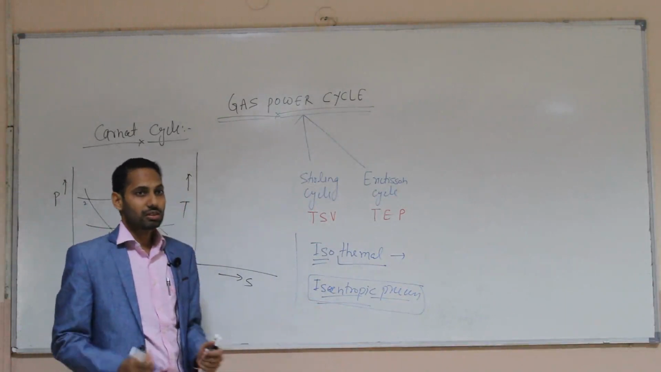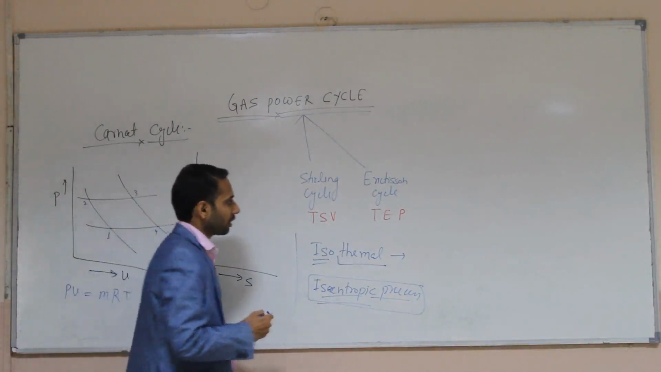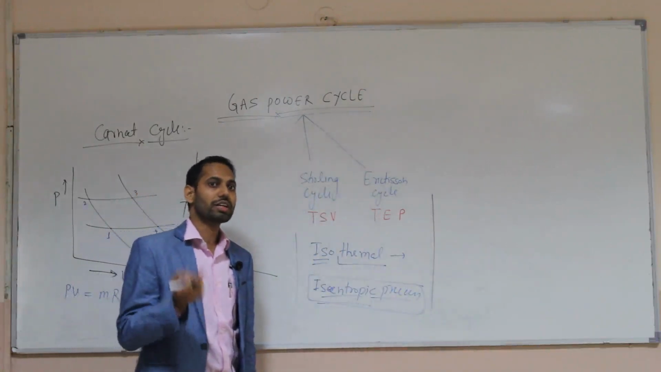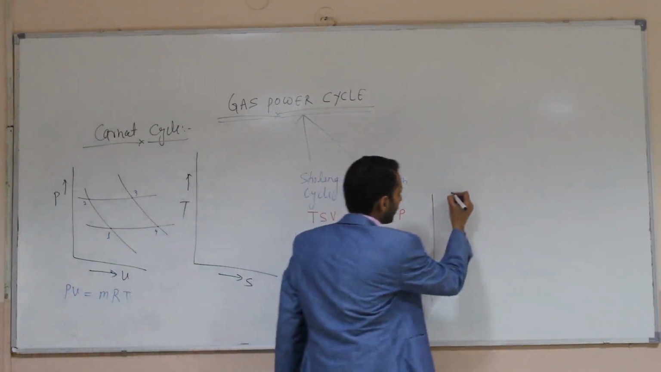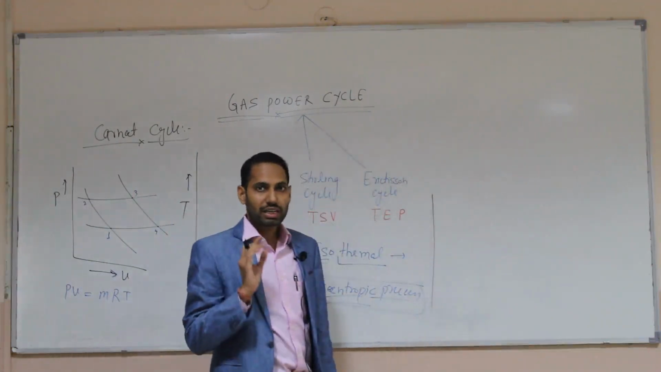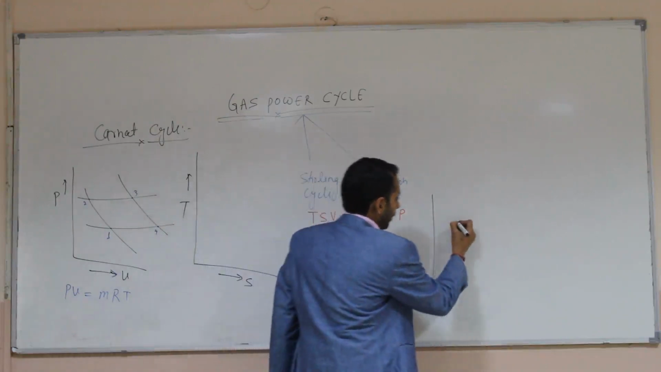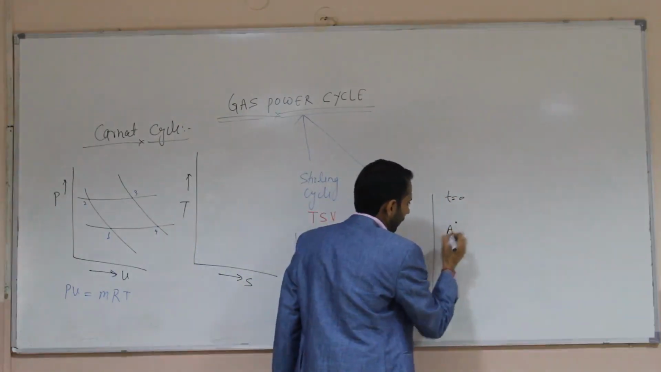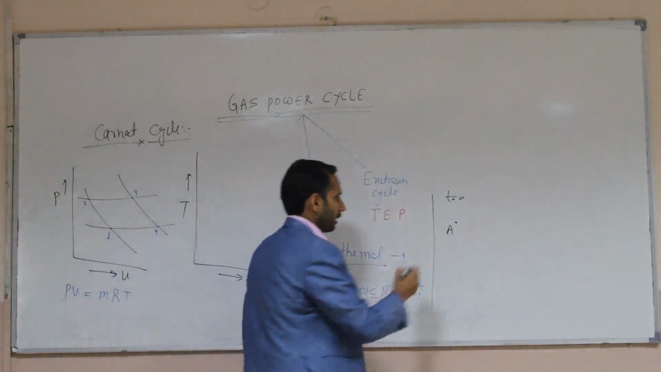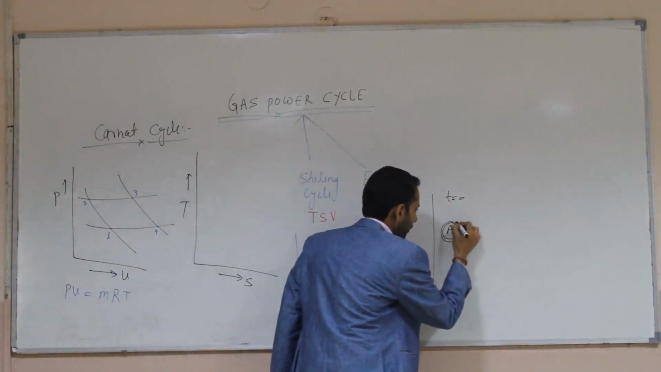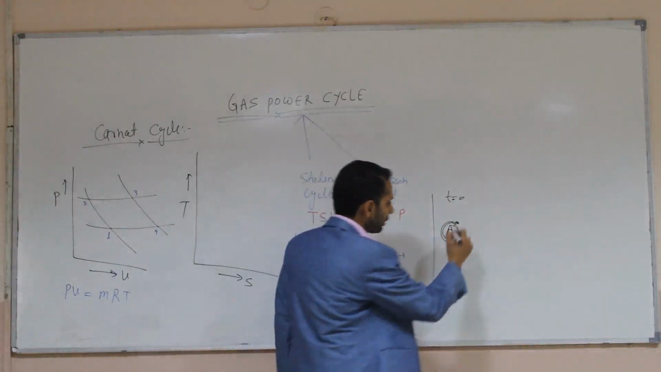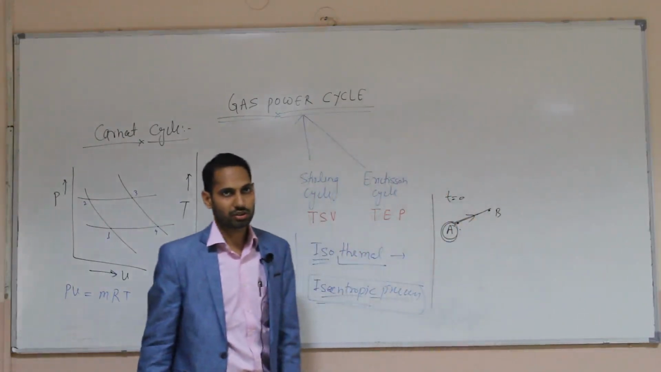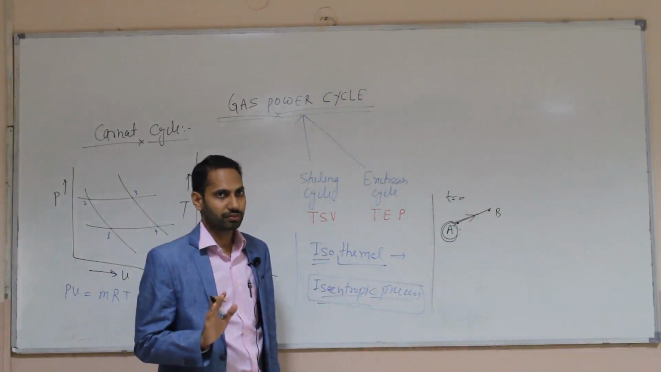What is a reversible process? Before we go to the reversible process, what is a process? A process is nothing but a change of state. Suppose at t equal to 0, the state of any object is A. If we change the state, so this is A to B, it is a process. So a process is a change of state.